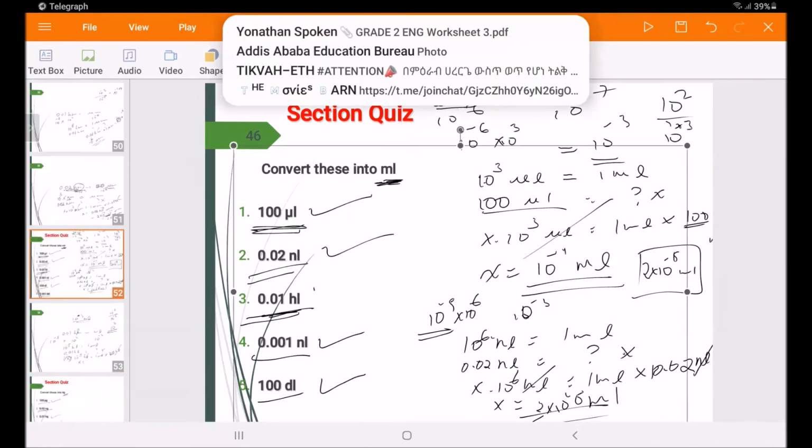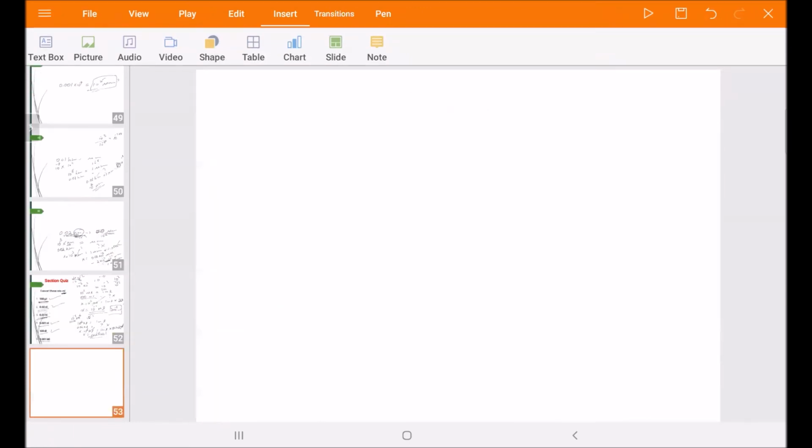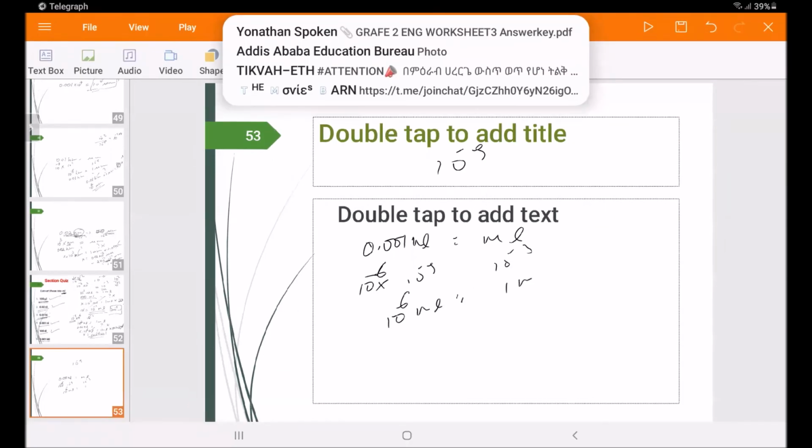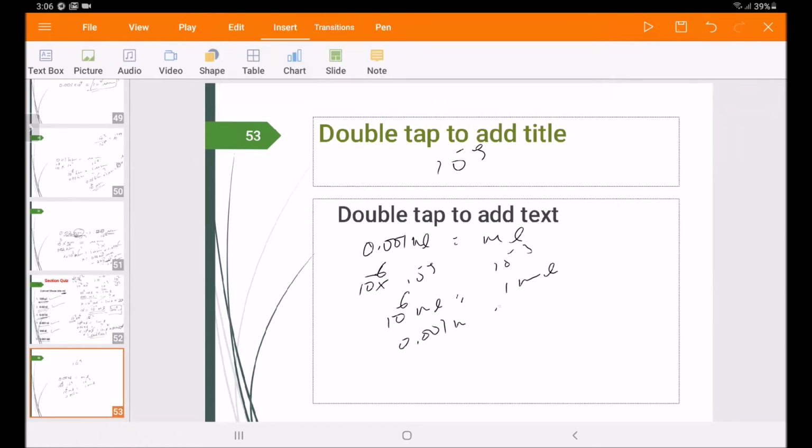10 to the power of what? Minus 9. Milliliter. 0.001 nanoliter into milliliter. Nano is 10 to the power of minus 9, and milli is 10 to the power of minus 3, so the difference is 10 to the power of minus 6. That means 10 to the power of 6 nanoliter is equal to 1 milliliter.